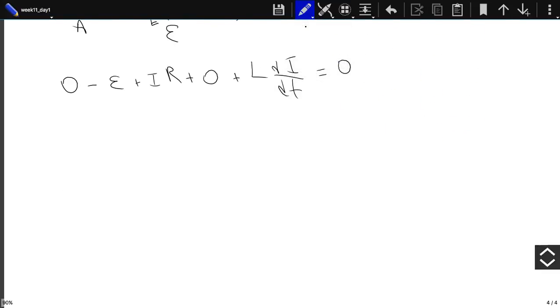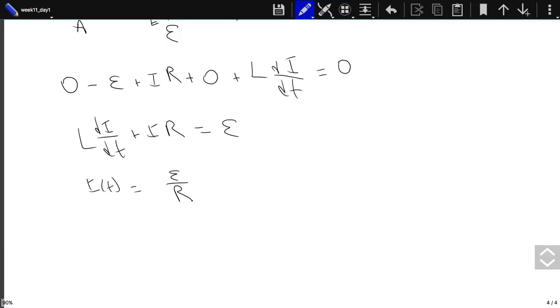So the current basically satisfies this equation: L di by dt plus I times R is equal to epsilon. Now, how do we solve this equation? I will just write the answer. The answer to this equation is I of t is equal to epsilon over R. This is eventually what it will become. Plus a times e to the power minus tR over L, where a is some number. We don't know that number yet.